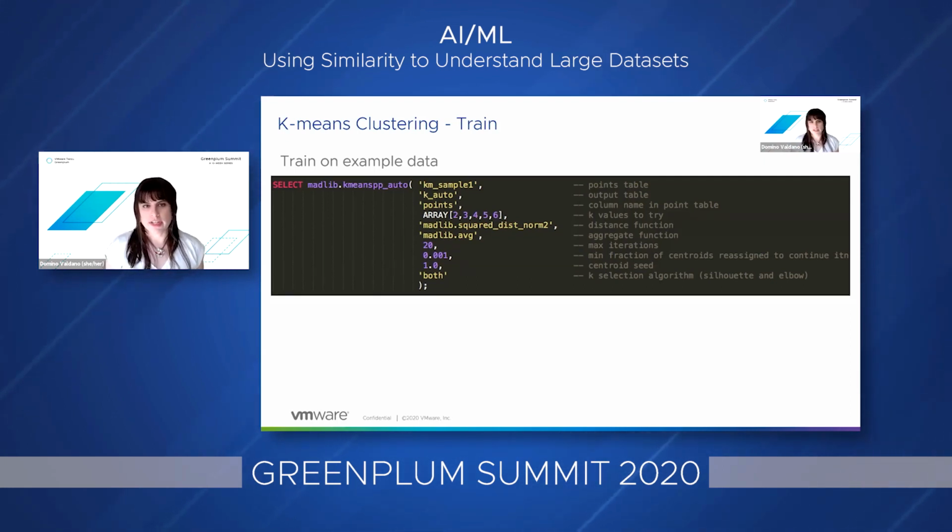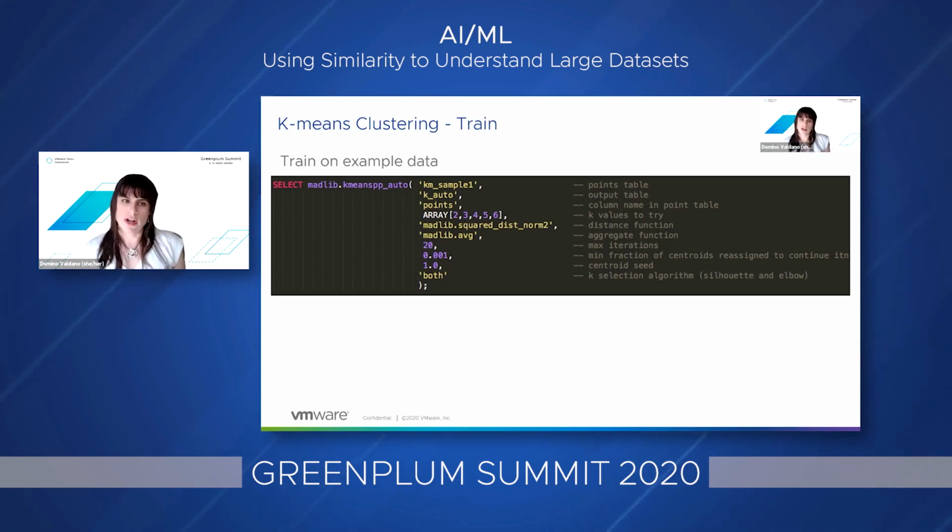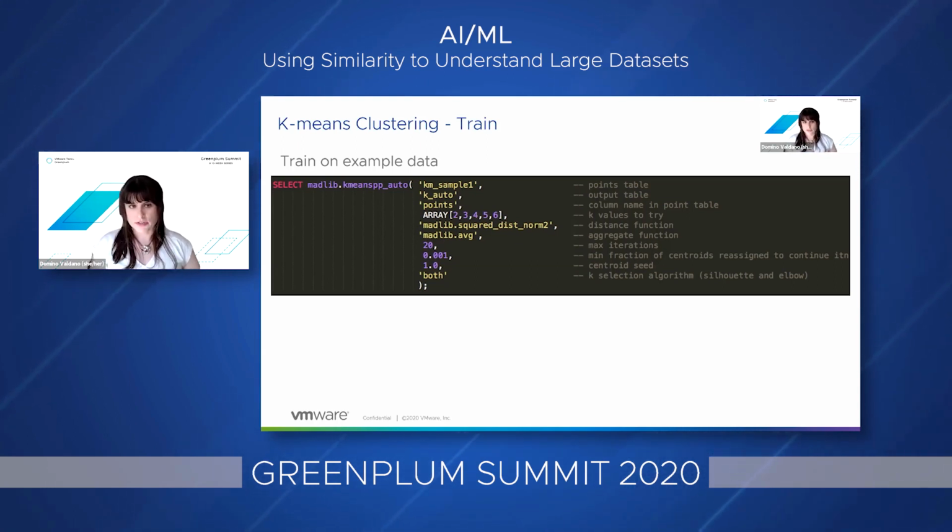If you give it a bunch of candidates, that's what this 4th argument here is, array 2, 3, 4, 5, 6, these are all the K values for it to try, and then it compares and tells you which is the best one. And there's a couple ways of measuring which is the best one. Next slide, please.